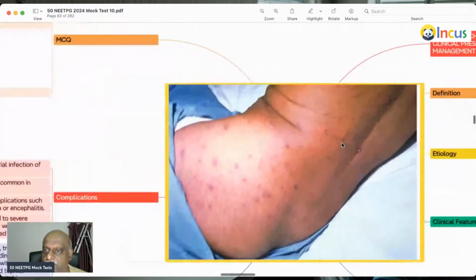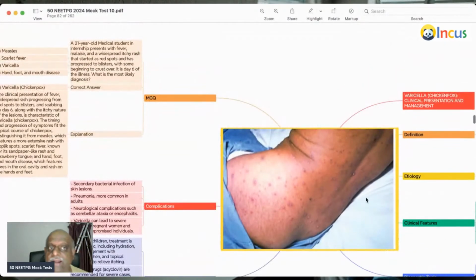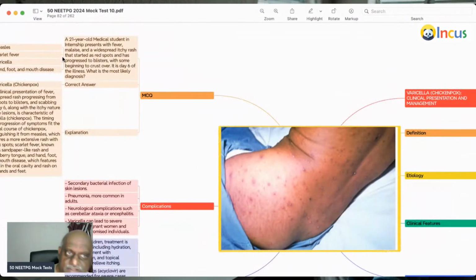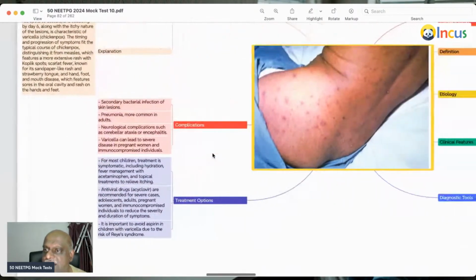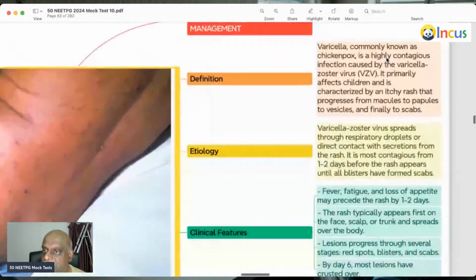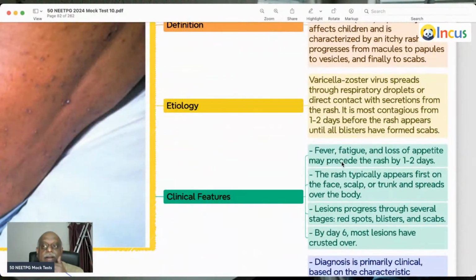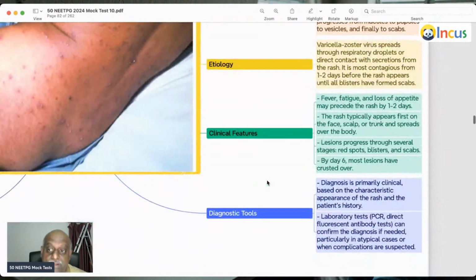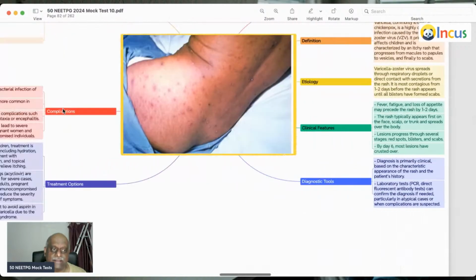A 21-year-old medical student doing internship has a widespread itchy rash that started as red spots and progressed to blisters. Some of them are beginning to crust. It is day 6 of the illness. What is your diagnosis? This is classical varicella. Chicken pox is what you need to remember. So varicella spreads by droplets, and the rash goes red spots, blisters, scabs. By day 6, most of the lesions get crusted. And it is primarily clinical, based upon the nature of the rash. You can make the diagnosis.